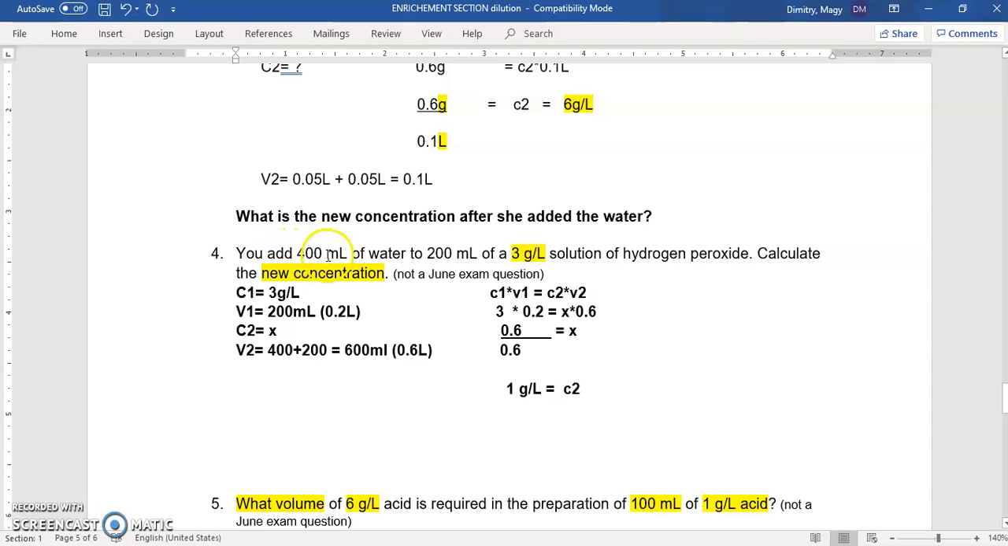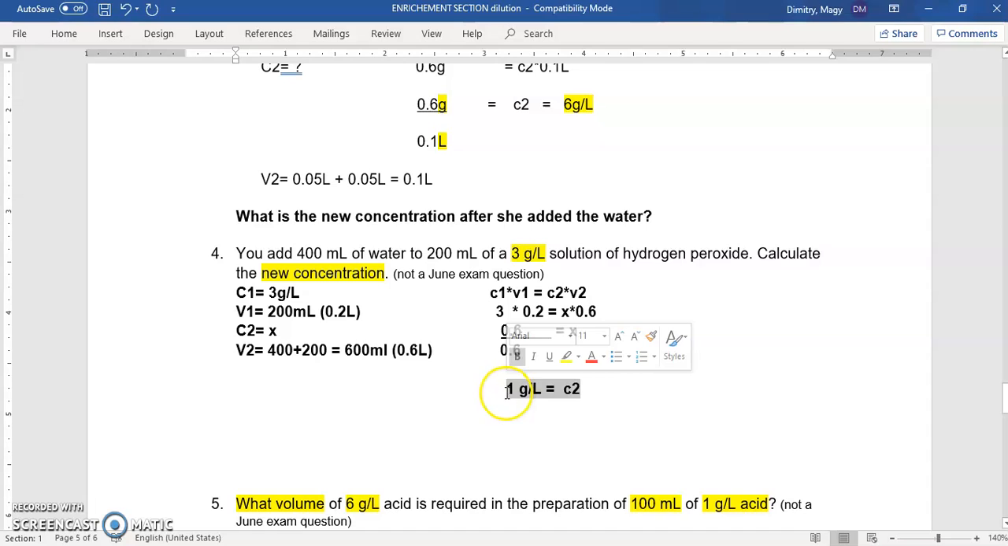Then it says you add 400 mL of water to 200 mL. So this means I had 200 and I added 400 to it. Starting off with 200 mL, that's why I wrote it as V1. And V2 is now the total: 400 plus 200 is 600 milliliters or 0.6 liters. Now that we've established all that, we can use the formula C1 times V1 equals C2 times V2, and replace my values. 3 times 0.2 equals x times 0.6. Divide by 0.6 and you end up with 1 gram per liter as C2.